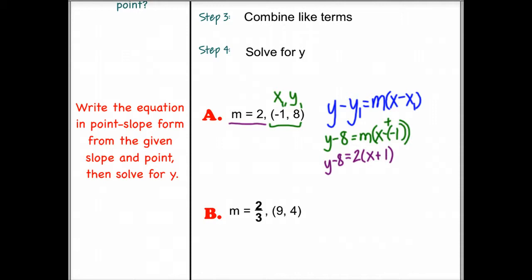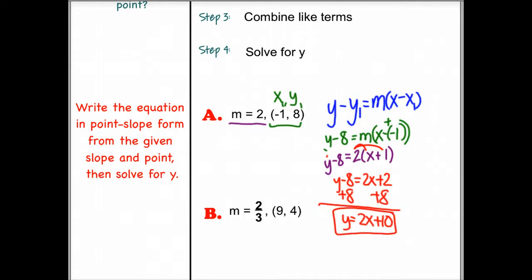The next step we do is we bomb this through the 2. So what we have is y minus 8 equals 2x plus 2. Now what we do is solve for y, so we're going to add 8 to get y equals 2x plus 10.